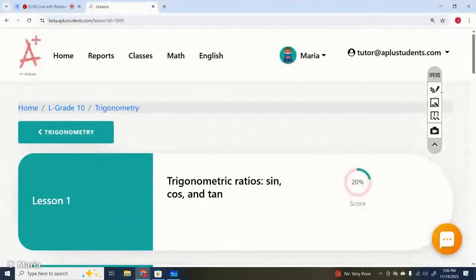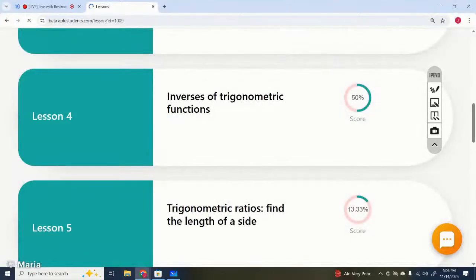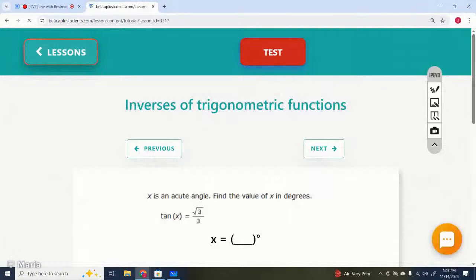Here I am on the grade 10 math chapter we're on right now, which is trigonometry. Let's start with trigonometric functions. So today we are going to learn how we calculate the inverse of trigonometric functions. Let's just start with an example.